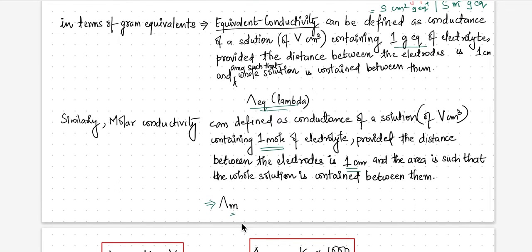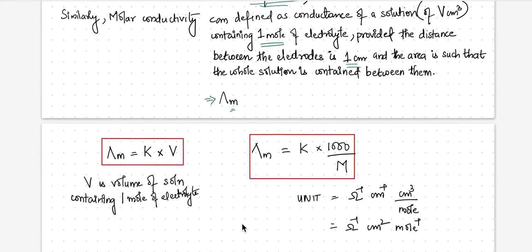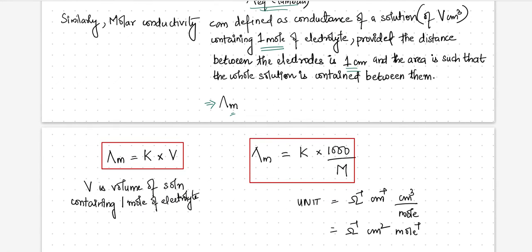We represent molar conductivity using this particular symbol, capital lambda with a subscript m. Now, with a similar argument to the one I just talked about, you can come to similar expressions. So lambda m is simply conductivity times the volume. Here this volume is the volume of the solution that contains 1 mole of the electrolyte. If you are given molarity, you can use this particular expression to calculate the molar conductivity.